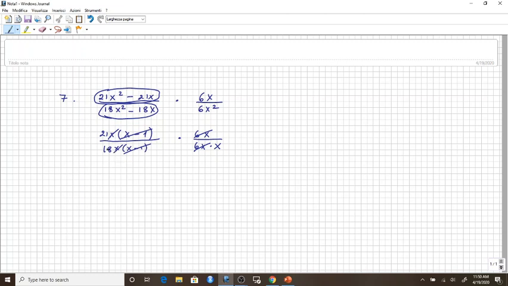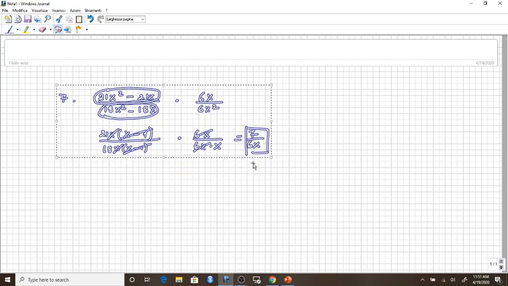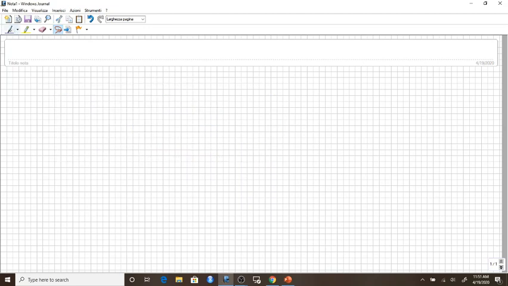And then 21 and 18, they're both divisible by 3, so it becomes a 7 divided by 6x. And this is the final rational expression. It's a rational expression because x is at the denominator. Okay, so let's work one last problem. Problem number 8.